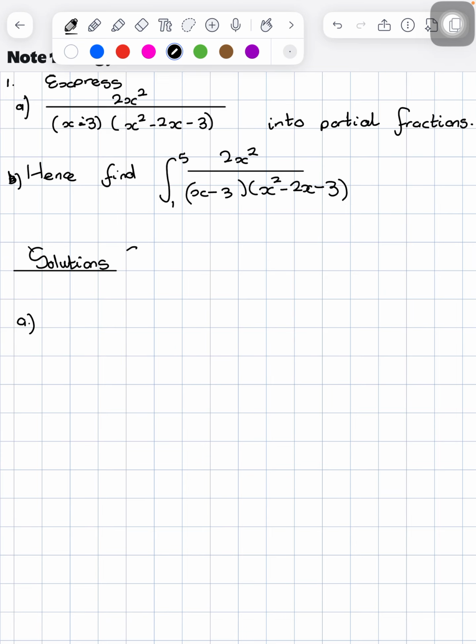Right, so this question wants us to partialize and then after that integrate. When you're partializing, first things first, you ask yourself what type of fraction you have. This is a proper fraction because the power of the numerator, which in this case is 2, is less than the power of the denominator. If it was greater than or equal to, it was going to be an improper fraction.